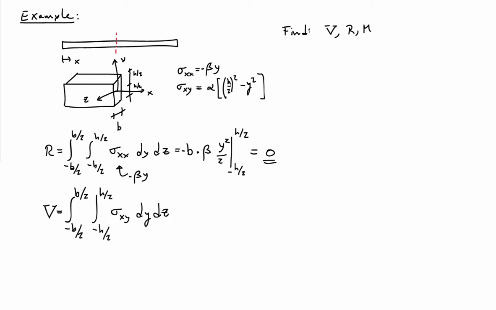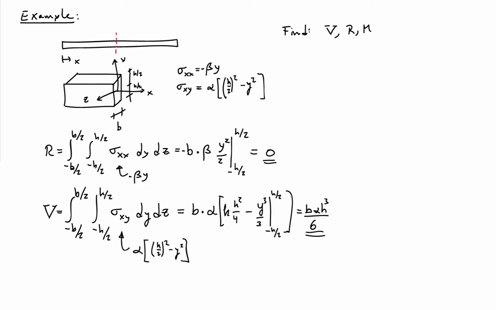Now the shear force is again the integral over the area of sigma xy. Again, it's a double integral with respect to y and z, from minus b over 2 to b over 2 and minus h over 2 to h over 2. I can plug in for sigma xy, so I plug in alpha times (h over 2 squared minus y squared), and if I integrate that and evaluate at the limits, I find I get b alpha h cubed over 6. So it's a very straightforward process if you know what the stresses are to determine the internal forces. You just do it by integration.